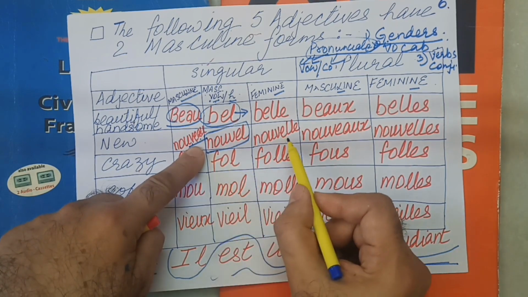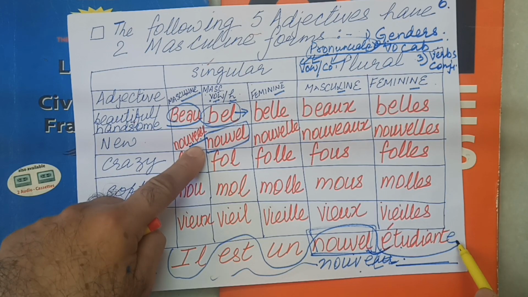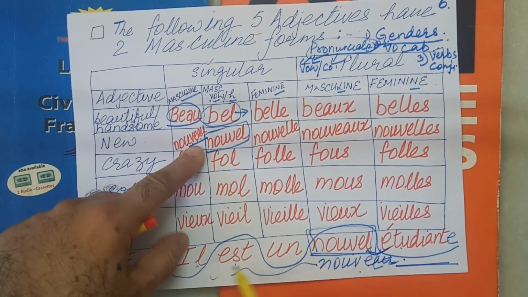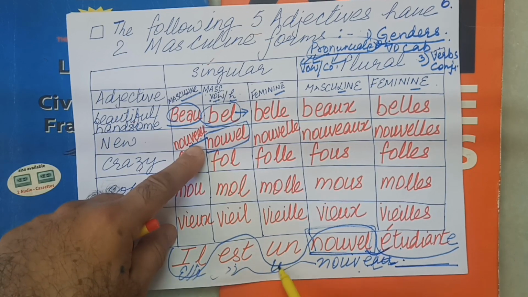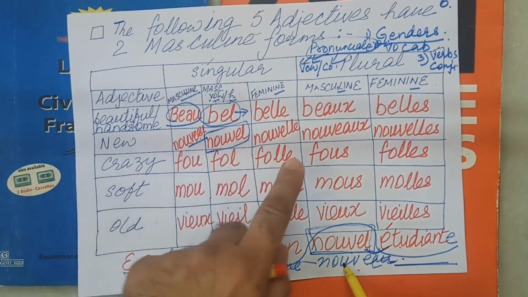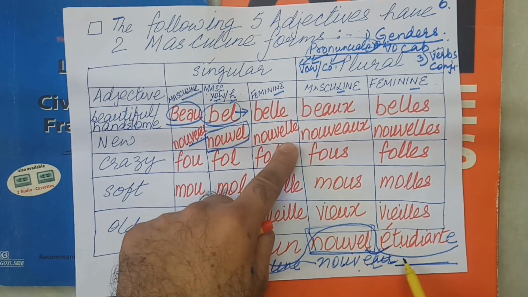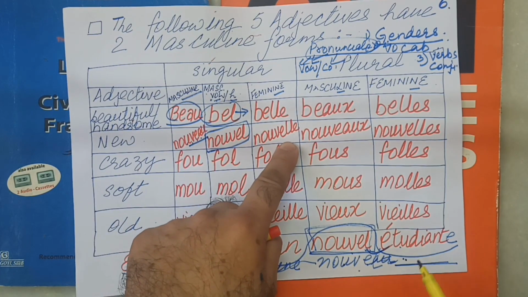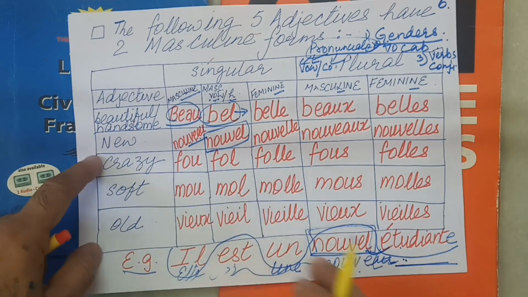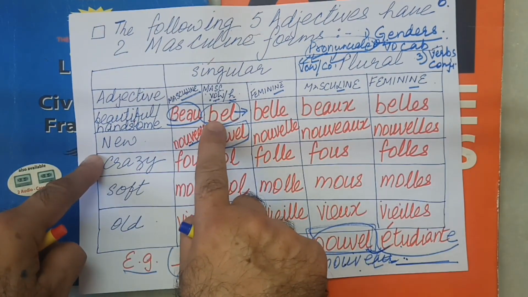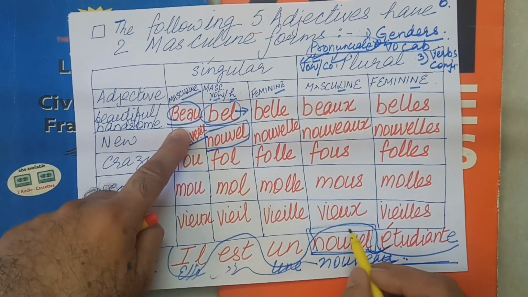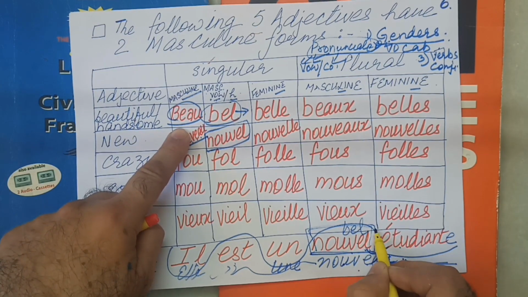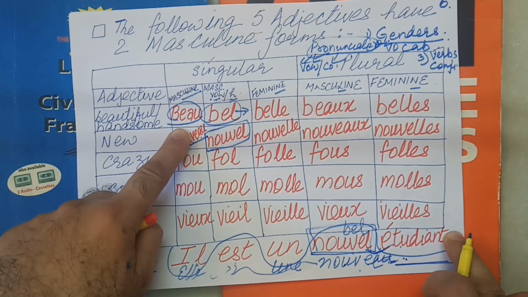Right? So now if it is a feminine, it becomes elle a, une, and I will use this format, nouvelle étudiante. So remember this always. So beau changes to bel. In the same way, if I want to use beautiful or smart or handsome, I will use this format, bel étudiant with masculine.